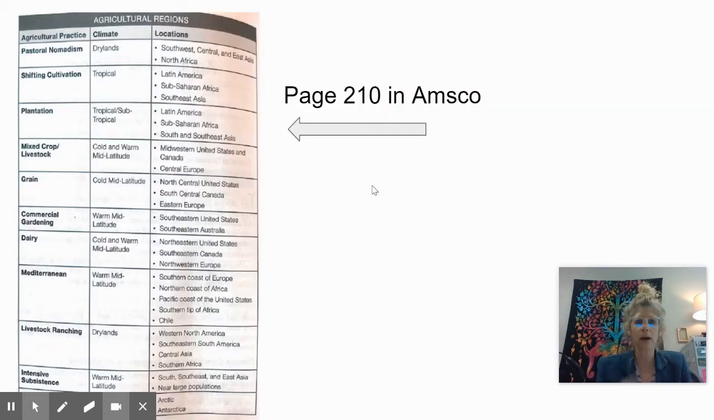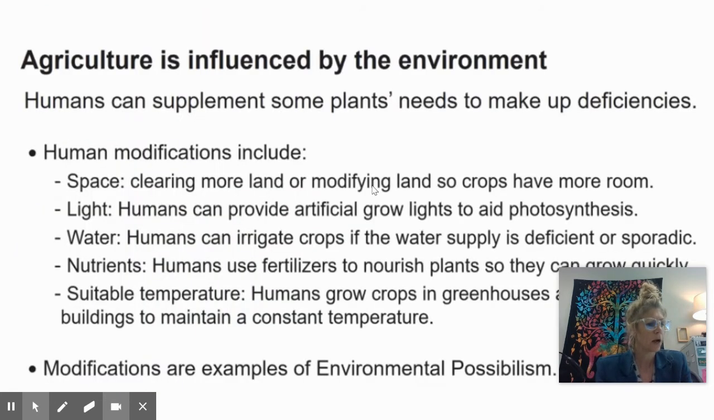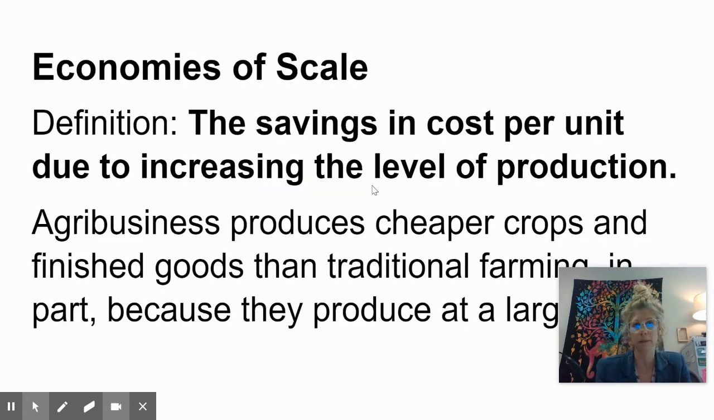Next, we're going to talk about, and this is a great chart I forgot to tell you, it is in AMSCO. So when you are reading AMSCO, make sure you're familiar with that chart as well. That's a great chart. All right, next, we're going to talk about agriculture and how it's influenced by environment. We're going to specifically talk about human modifications. Remember, hashtag Unit 1. This is called possibilism, okay?